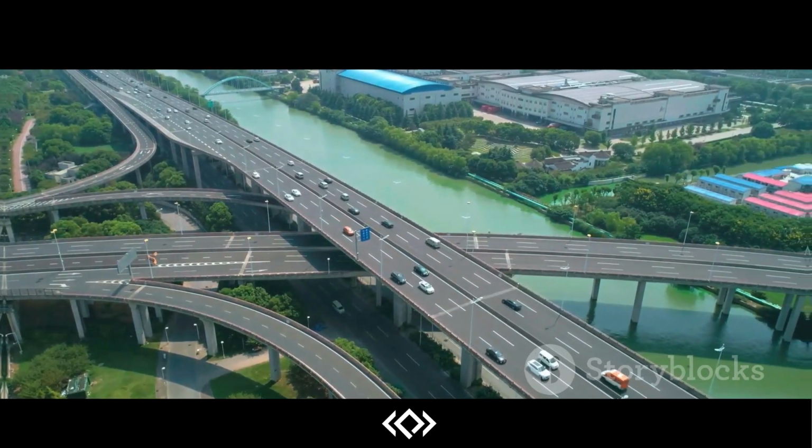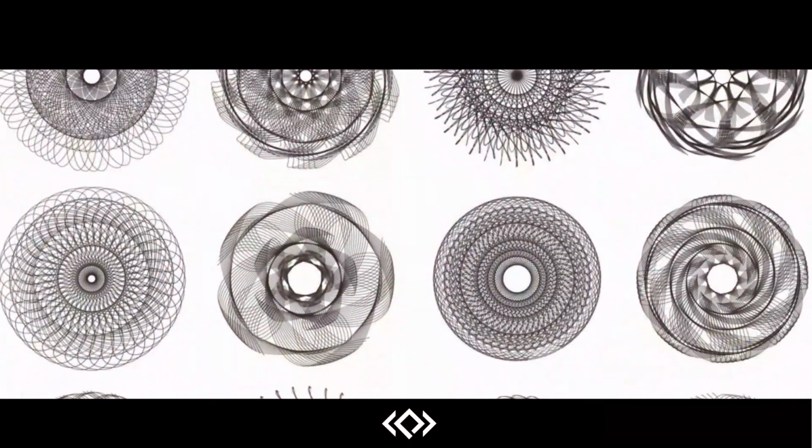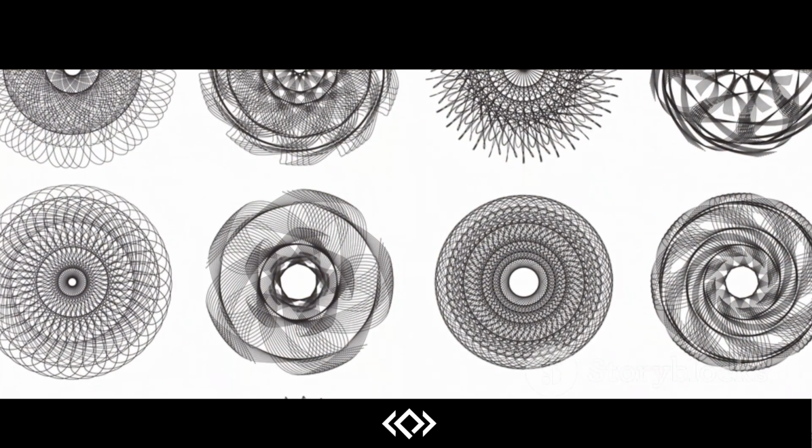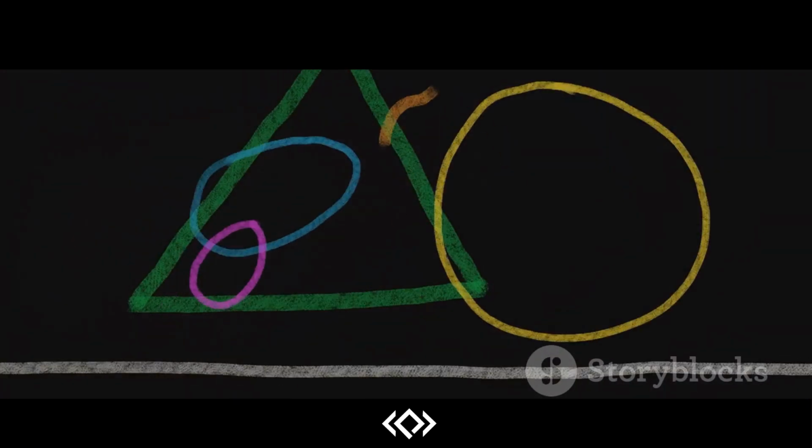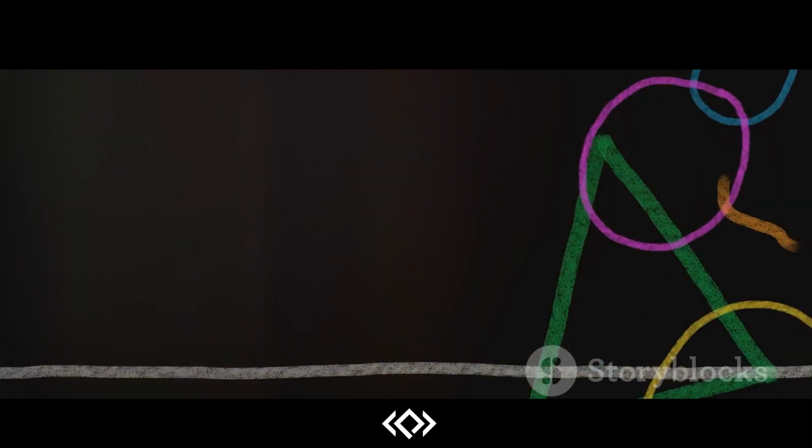Intersection and union of sets. The intersection of sets A and B, denoted by A ∩ B, is the set of elements that are in both A and B. For example, if A is {1, 2, 3} and B is {2, 3, 4}, then A ∩ B is {2, 3}.